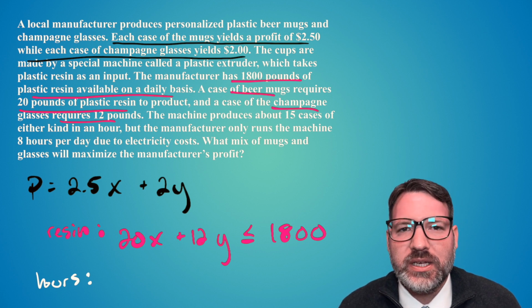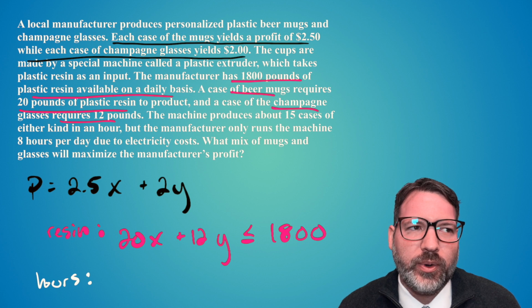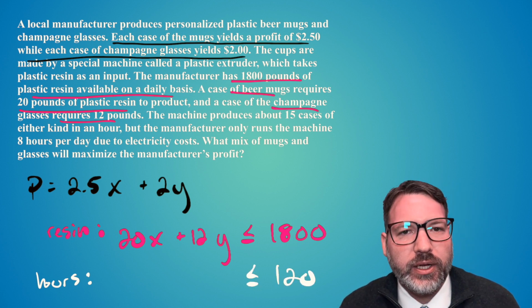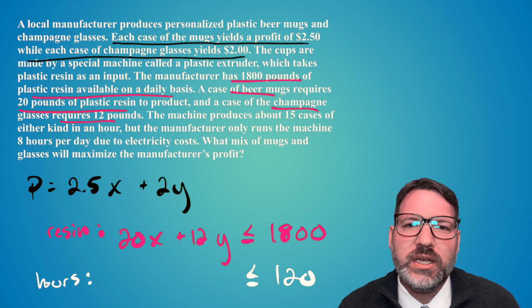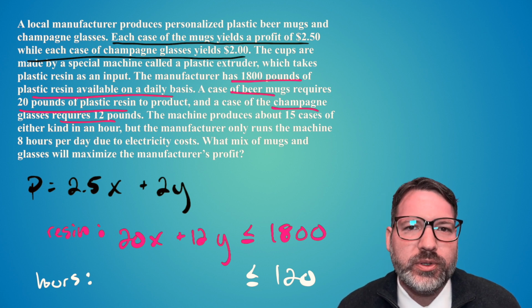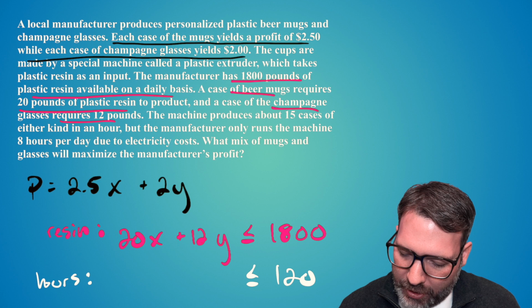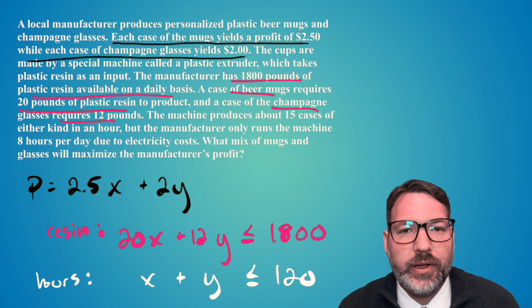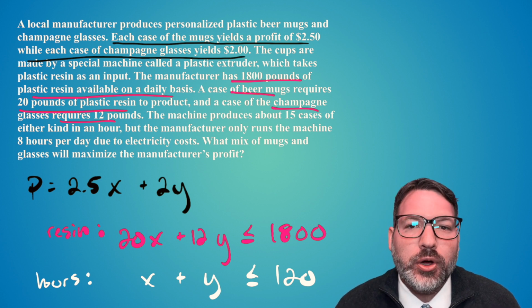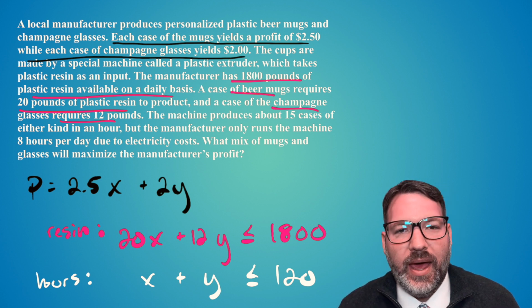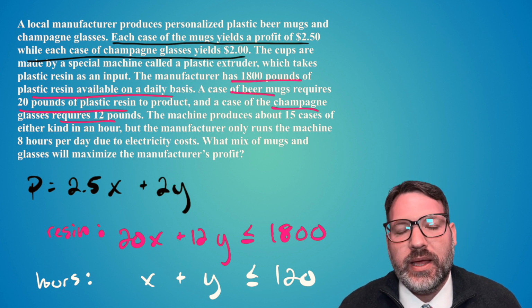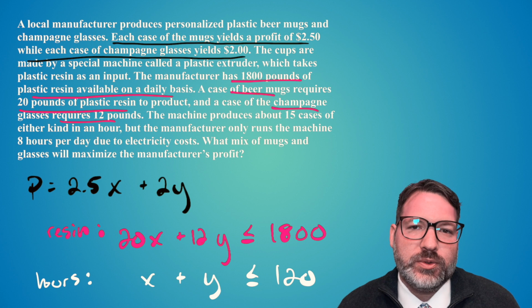If we're making 15 cases of either kind per hour and we run the machine 8 hours a day, that means we're going to make up to 120 total cases. 15 cases per hour times 8 hours per day. 15 times 8 is 120. But again, their rates are themselves the same, so we can simply say X plus Y is going to be less than or equal to 120. Basically, the total number of cases we make is 120, and it's any possible combination of the beer mugs and the champagne glasses that adds up to 120. That is what we're interested in.